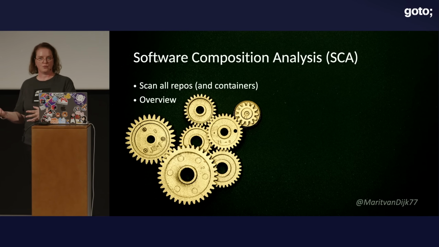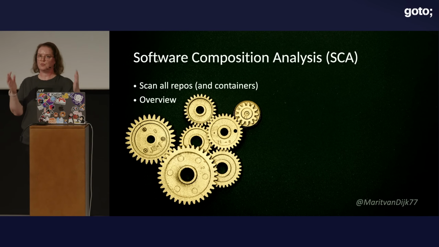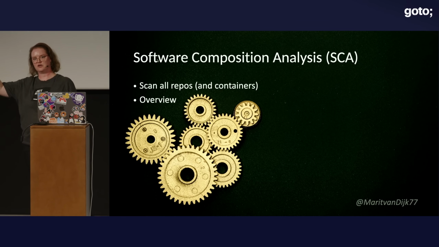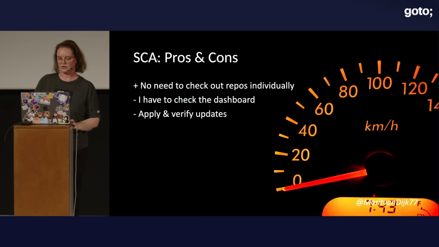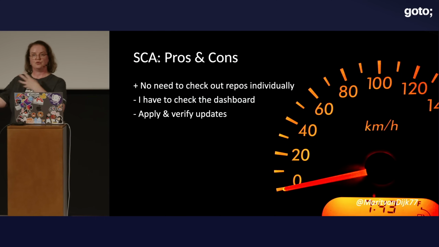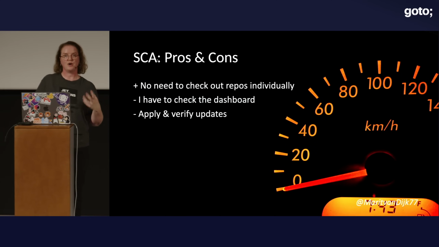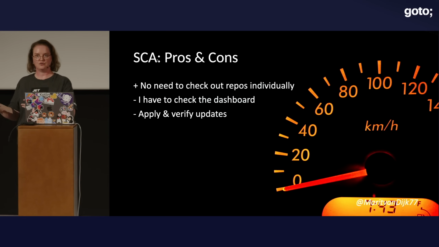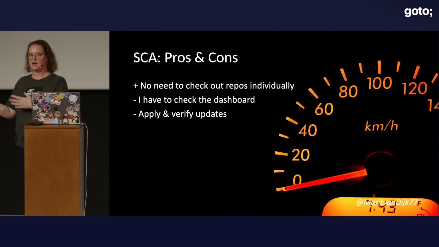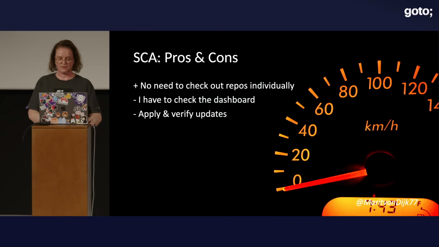So at the company I was working for before, we had a dashboard for each of the teams that would show these are your repositories, these are the known vulnerabilities, their severity, etc. And you know whether you have work to do because you only have to look in one place. So the upside is you no longer have to check out each repository, but you do have to go to the dashboard to see if you have work to do, and then again, of course, apply and verify those updates.